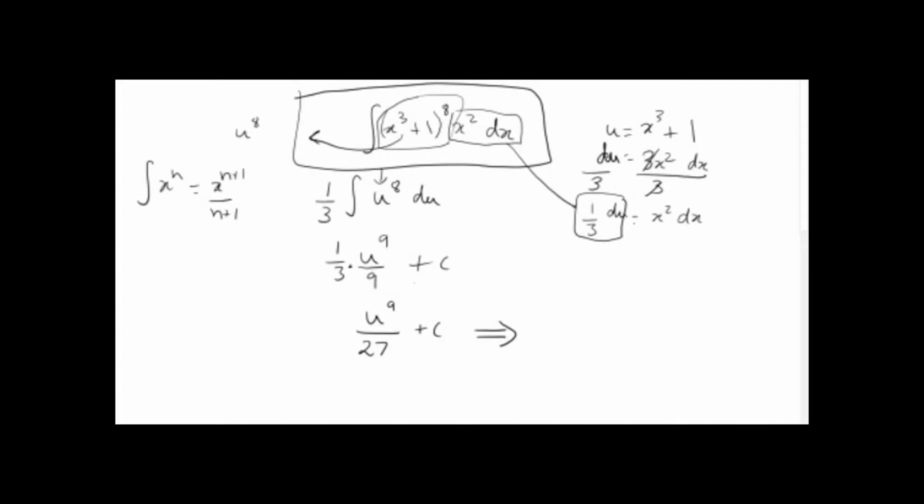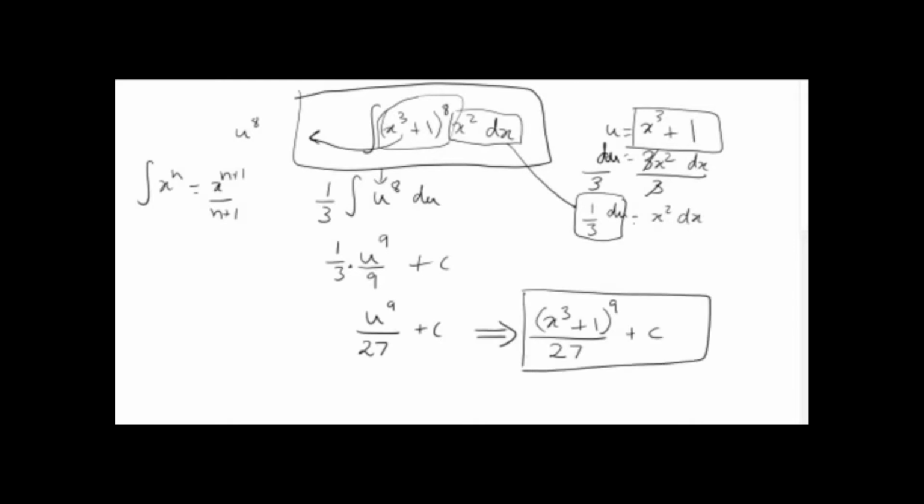We can't leave the answer as u since the question started with an x. So we're going to replace our u with x cubed plus 1. It's going to be (x cubed plus 1) to the 9th over 27 plus c, and that would be your final answer. As you can see, we broke up a much more complex problem and made it much simpler, and then brought it back to the complex problem when we found the final answer. That saves us some time from opening it up into different sections.